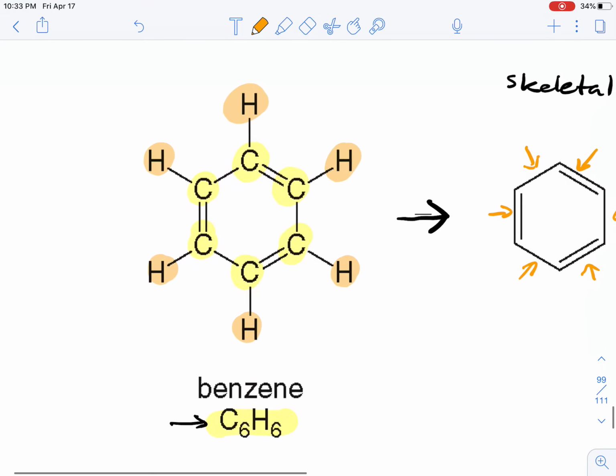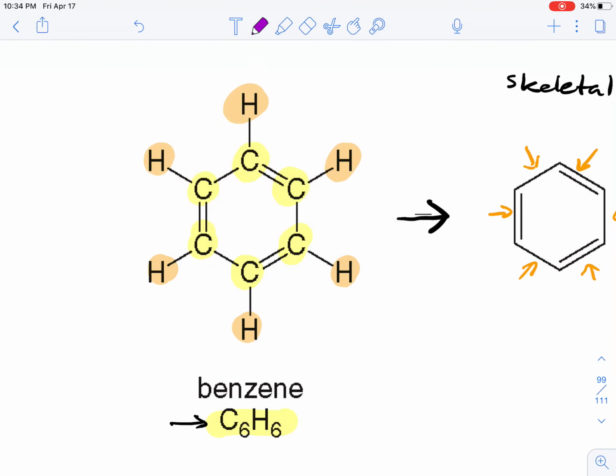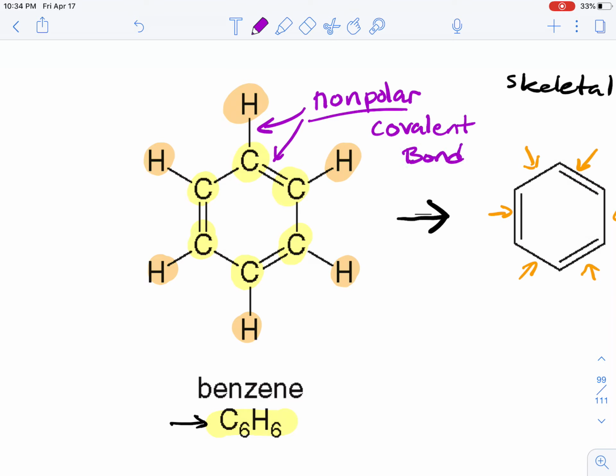And so going back to the expanded structure of benzene, notice that every single one of these bonds is either carbon-carbon or carbon-hydrogen. And so therefore, the polarity of those bonds is non-polar covalent. Okay, so if you recall, covalent means to share electrons, and non-polar means that it's shared equally. So it's a non-polar covalent bond.